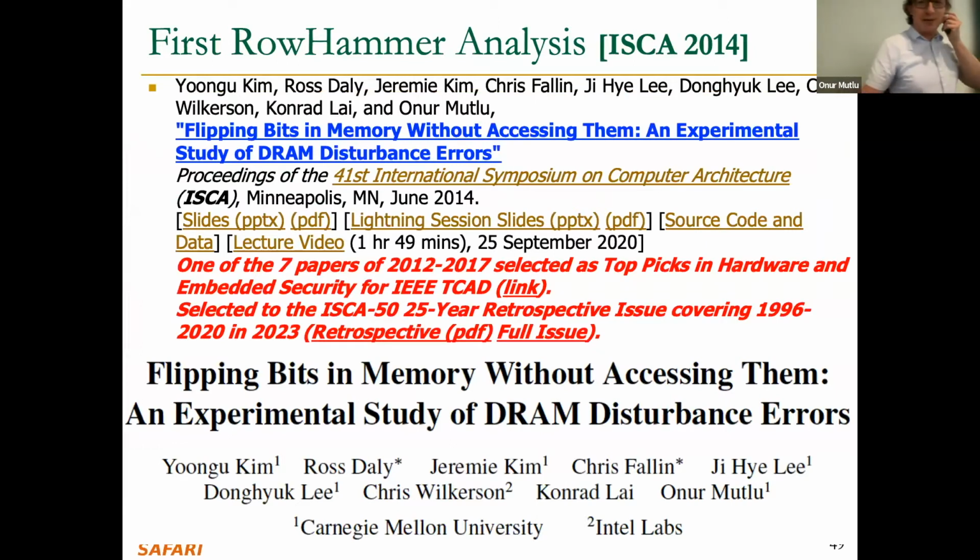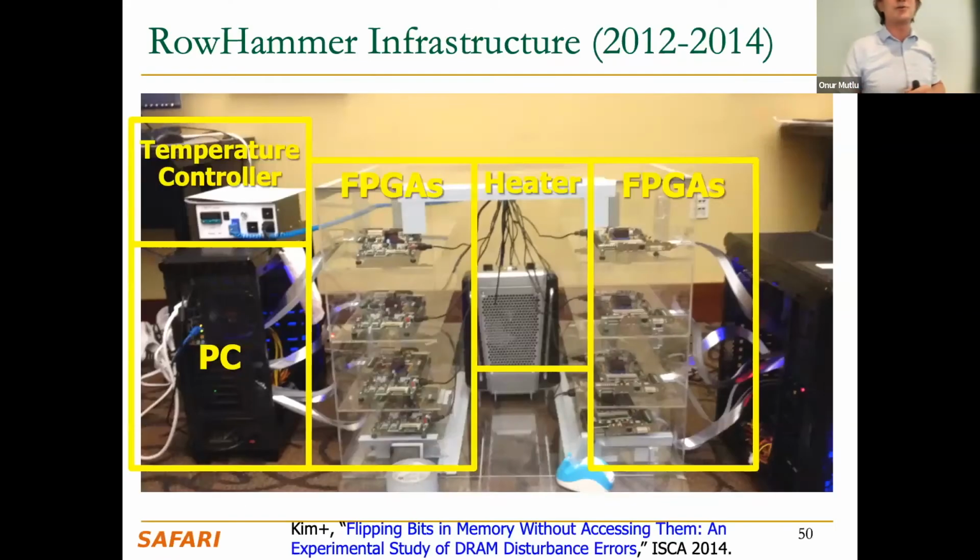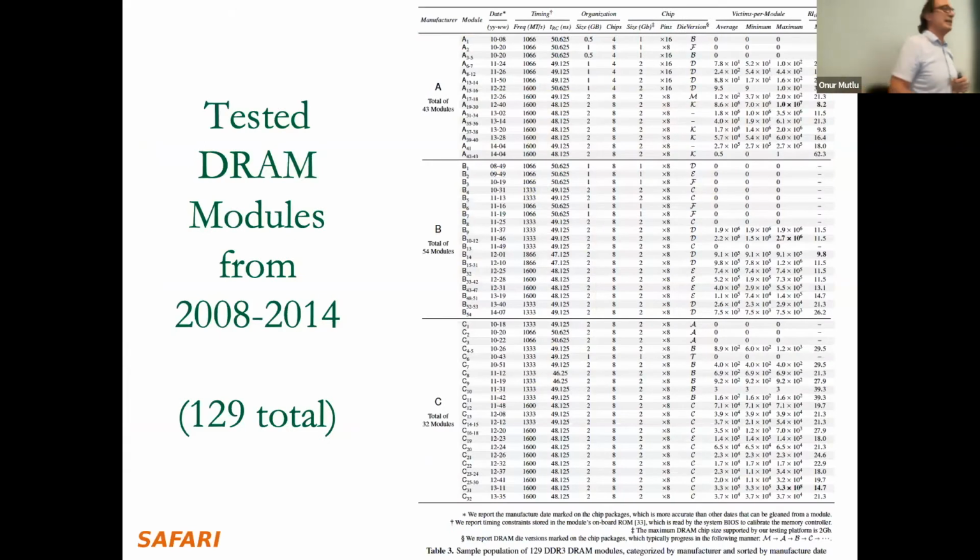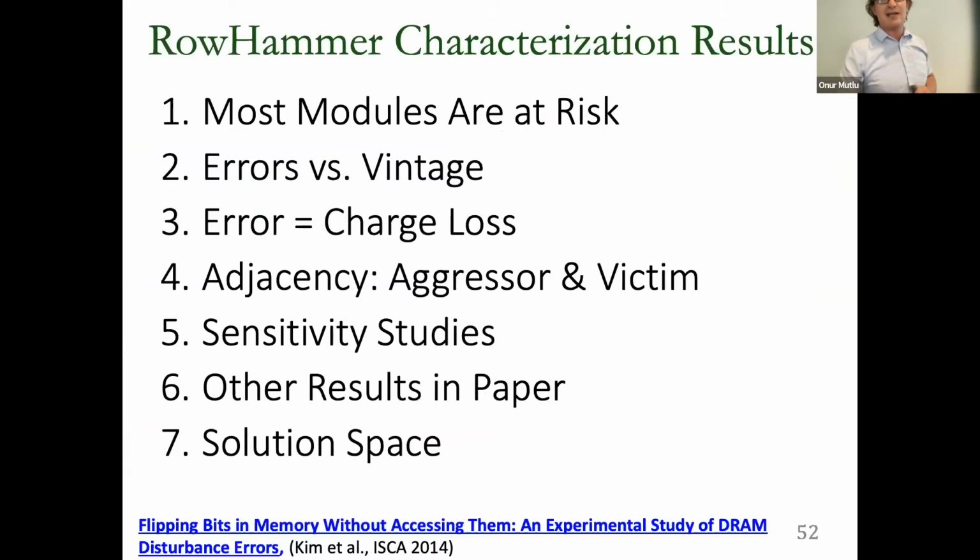So this was the first RowHammer analysis, and this is the infrastructure that we used to analyze RowHammer. We tested 129 modules that were manufactured in those years, as you can see. I'm not going to go through all of the results. I'm going to pick and choose some of them.